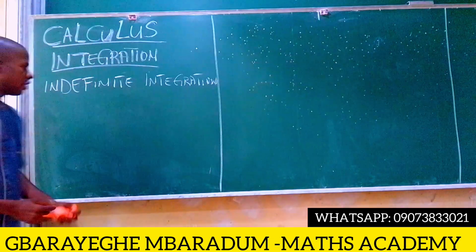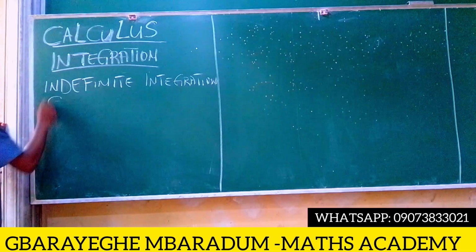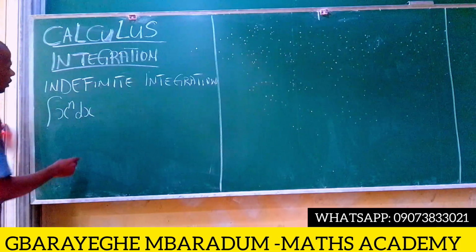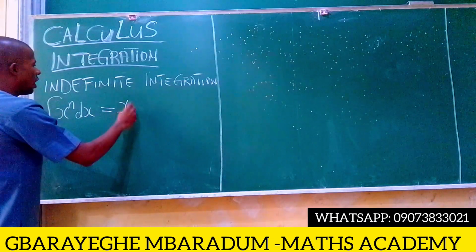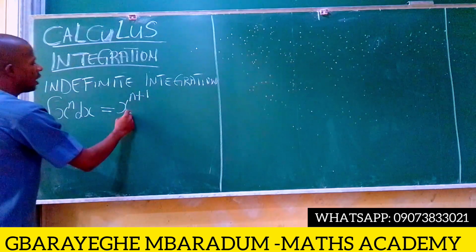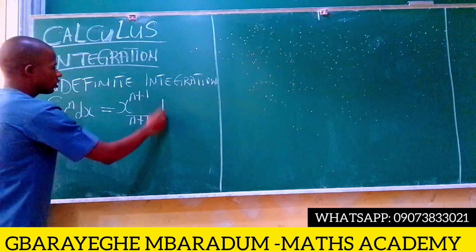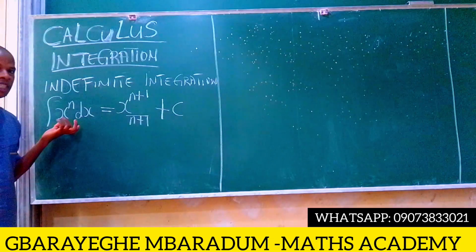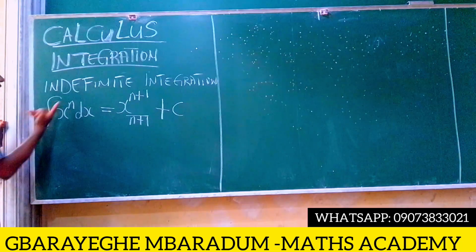Now in indefinite integration, we can integrate a function of x to the power of n dx. For us to integrate this function, we apply the method: x to the power of n, which is the power, then add 1 to the power, and also divide by the new power, plus the constant of integration. When you see a question in this form, you know that it's indefinite integration because it does not have a limit, a lower bound and an upper bound.